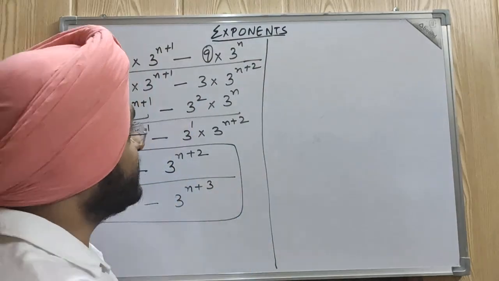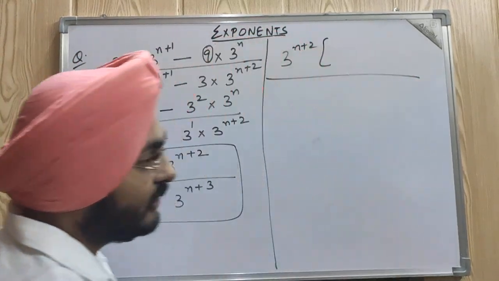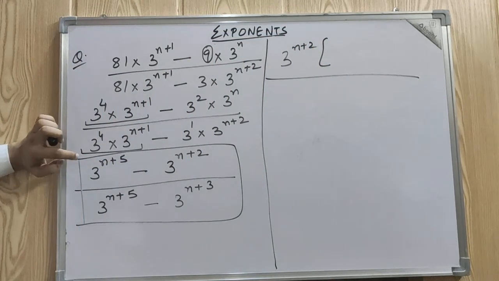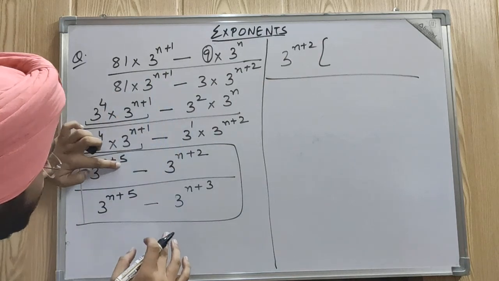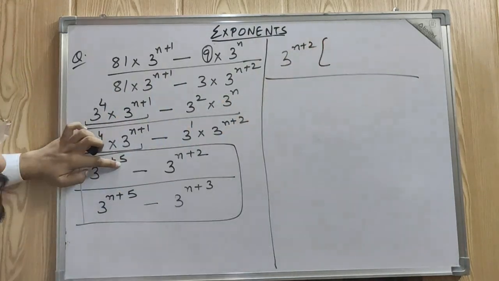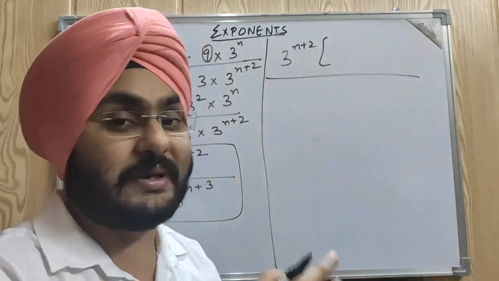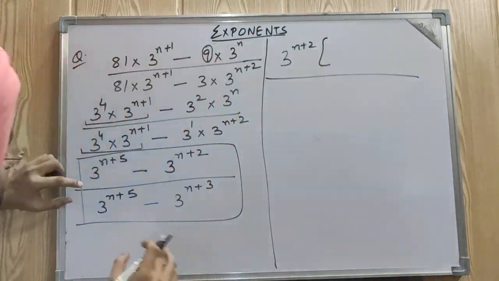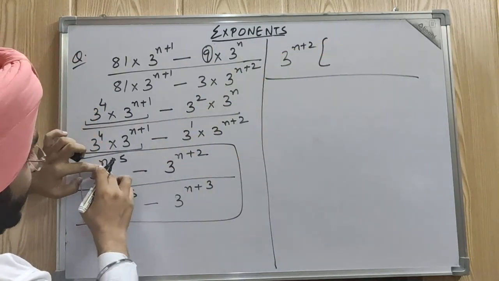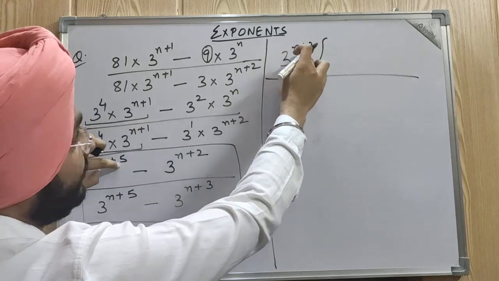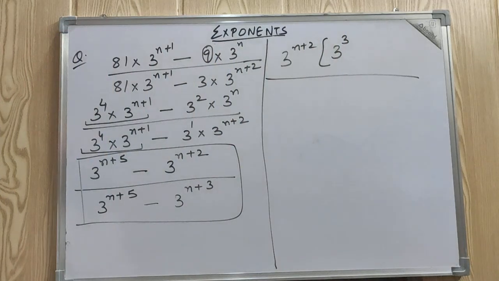How to take common? Please keep in mind this thing. Okay, I have taken 3 raised to power n plus 2 common from the numerator. What will I be left with? From 5, I have taken 2 out. We are left with 3. You just have to subtract. Again I am explaining. N plus 5, you have taken n plus 2 common. From n you have taken n common. From 5 you have taken 2 common. You are left with 3. In this way you will be doing it.